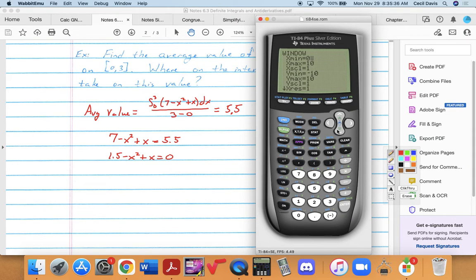And that's a good thing to always think about. What is the appropriate viewing window? And I'm looking for zeros. Do I need my y to go from negative 10 to 10? If you want to. No. You can leave it if you like, but I just set it from negative 1 to 1. And there it is, somewhere between 1 and 2. 1.822.